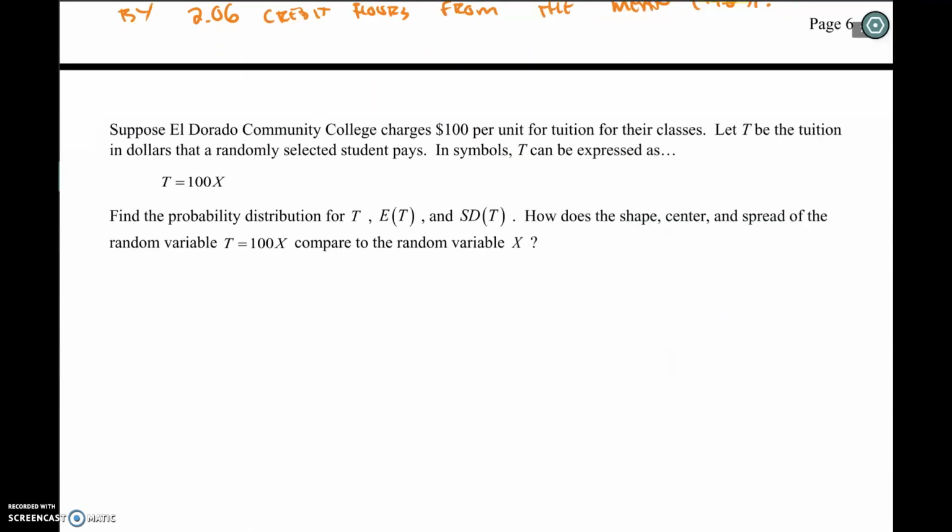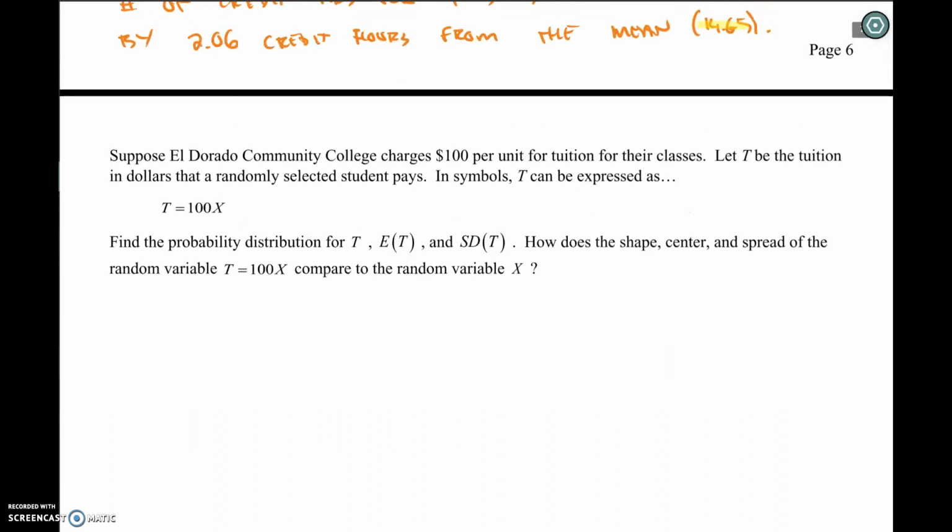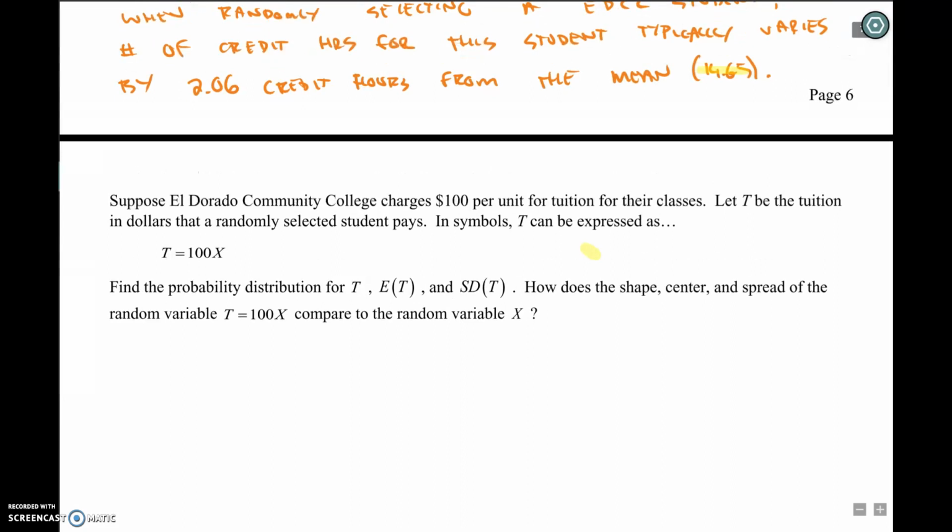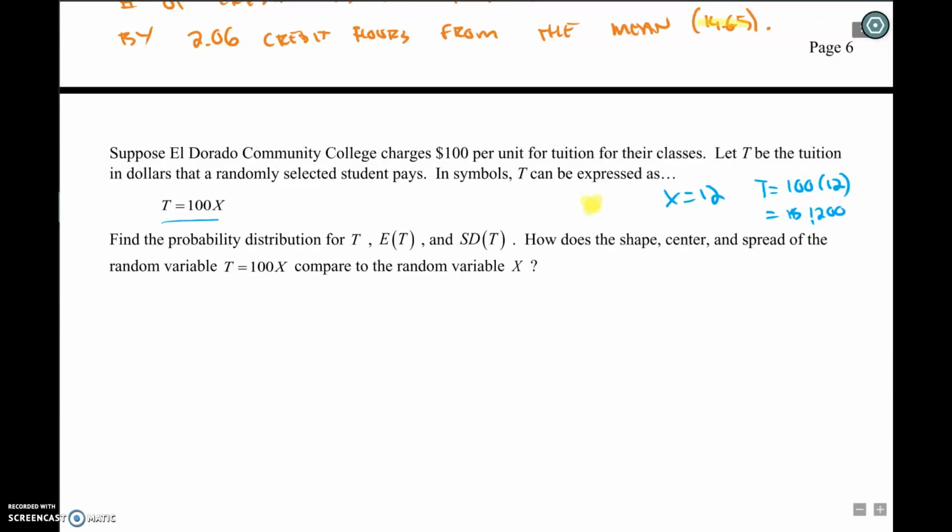All right, so now let's actually do a transformation on this. This is what this unit's all about. Suppose El Dorado Community College charges $100 per unit for tuition. Colleges do this type of thing, only they probably charge a lot more than that. So let T be the tuition in dollars that a randomly selected student pays. So, for example, if I'm taking 12 credit hours, my tuition is going to be 100 times 12, or $1,200.